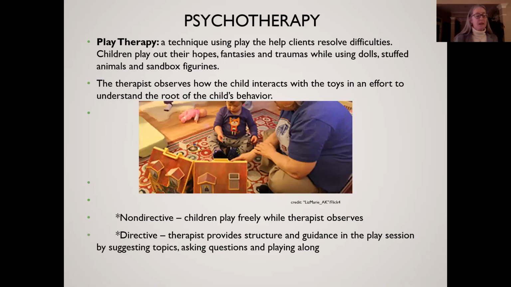Okay, another type of talk therapy is play therapy. This is a technique using play that helps clients resolve difficulties. It is used a lot with children. I know when my son was going to a therapist for his ADHD when he was 8, 9, and 10, they did not sit in a chair and talk to one another. First of all, he's got ADHD, so it was hard for him to sit. But more than that, as a child at that age, he wasn't going to express his emotions verbally as well as he could play them out.